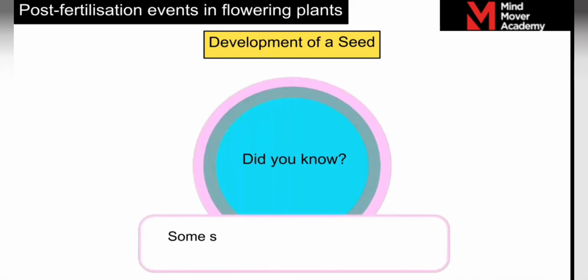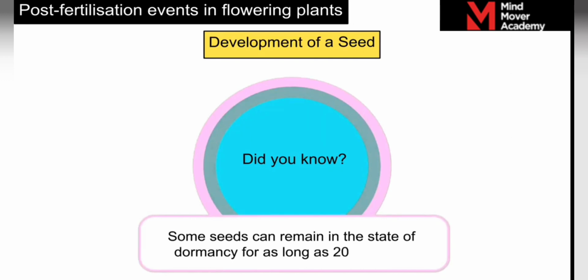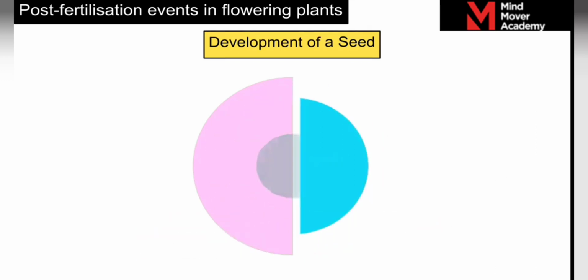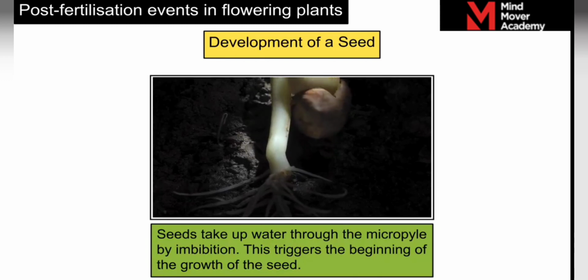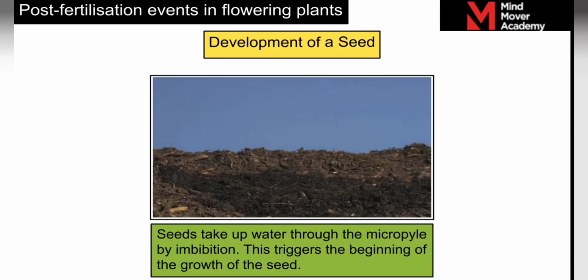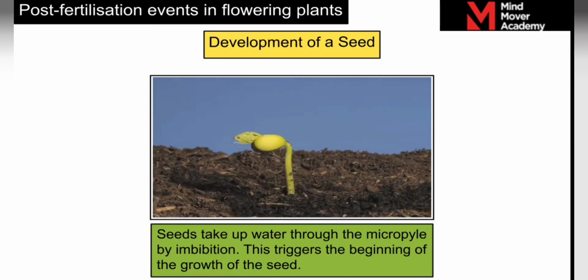Did you know that some seeds can remain in the state of dormancy for as long as 2000 years? Interesting, right? Yes, when the conditions are right, the seed will take up water through the micropyle by the process of imbibition. This triggers the beginning of the growth of the seed.